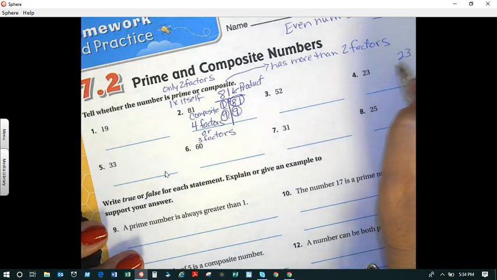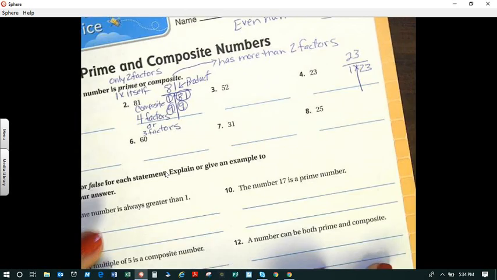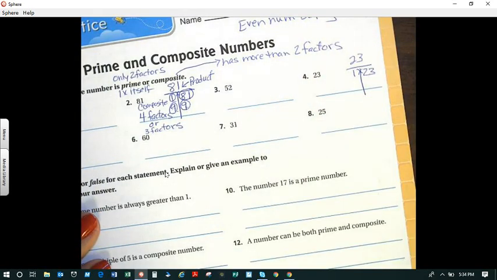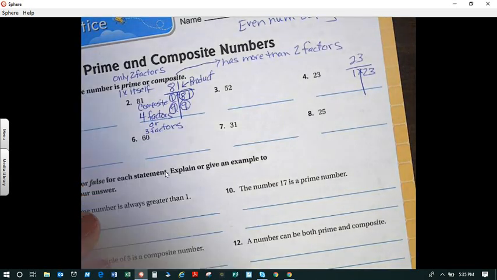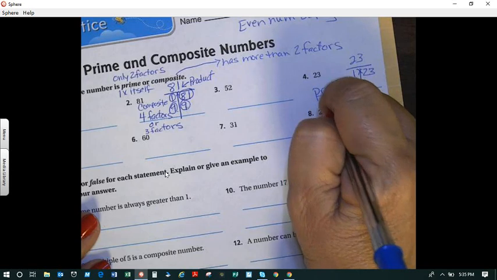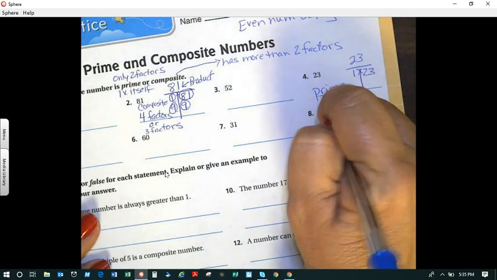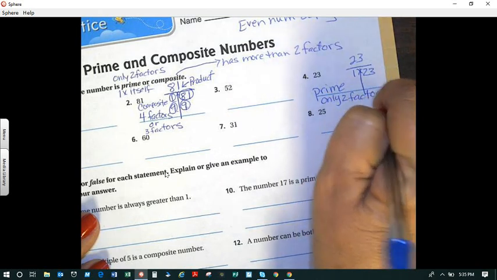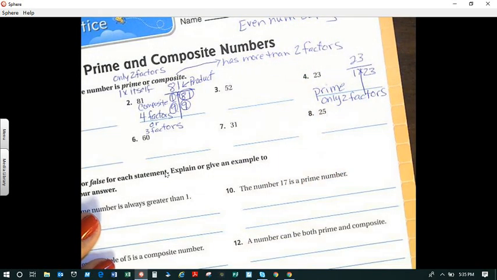Let's look at number 23. 23 on my T-chart, 1 times 23. Are there any other ways that I can get to the product of 23? What other 2 factors can I multiply together to get to that product of 23? That's it. So this is prime, and it's prime because it has only 2 factors. And remember, you have to write this down because we're just learning it and I'm going to make sure that you understand it.